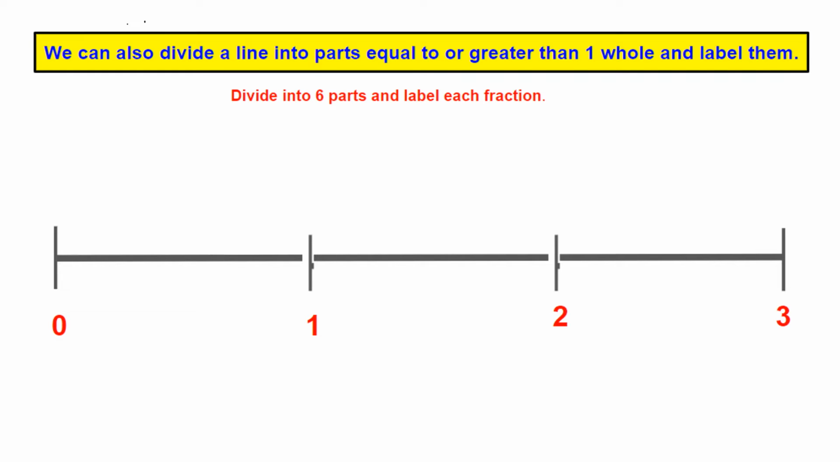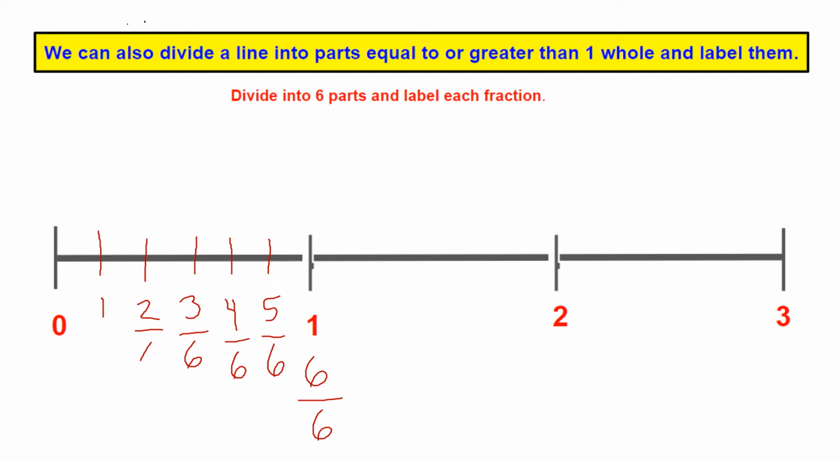We're going to start right here, and I have 1. This is 2. This is 3, 4, 5, and this is 6 right here. Because remember, we go back and we say 6/6 is one whole. We say that 5/6, 4/6, 3/6, 2/6, and 1/6.